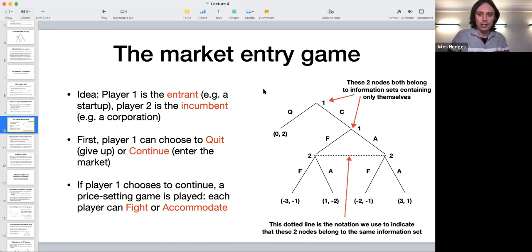Now, this is an example called the market entry game, which is a basic model in economics. The idea here is that you have an incumbent firm, so say an established corporation, and then you have an entrant like a startup. The first move is by the entrant, and the entrant can choose to immediately give up, in which case they get a payoff of 0, and the incumbent gets a payoff of 2. Or instead of giving up, they could continue, and then the two firms fight.